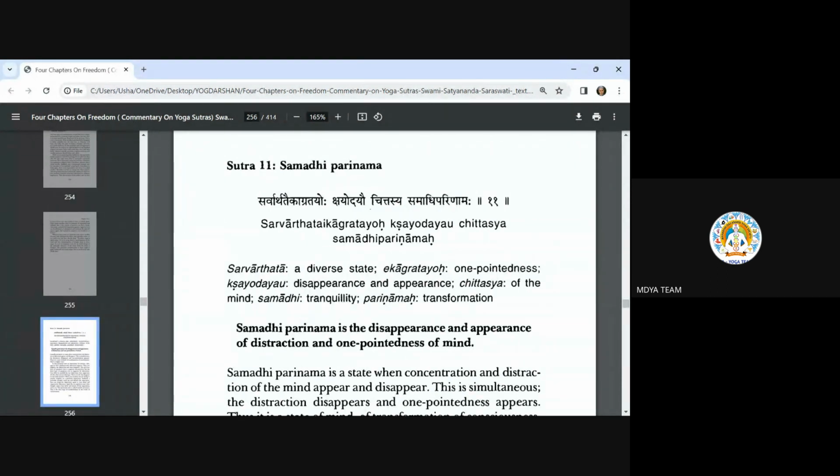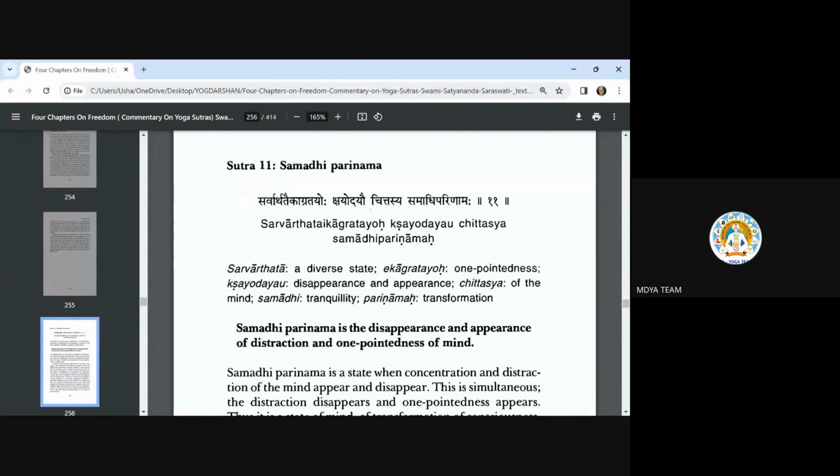Chittasya means of the mind. Samadhi parinama is the transformation in the mind that is marked by a completely still mind. There's nothing in the mind. What is the characteristic of it? The stillness. Now, what is happening here is an elimination of all the other cognitions, thoughts related to other things. Everything else is eliminated, and there is a rise of the one-pointedness, ekagrata. That rise is leading to a transformation, marked by a characteristic called stillness.